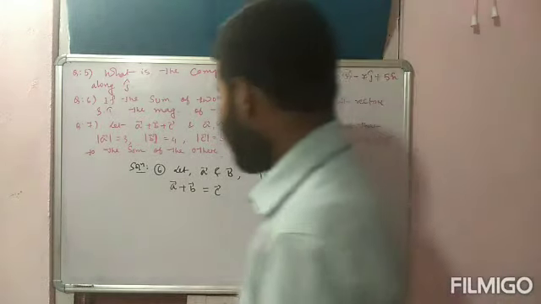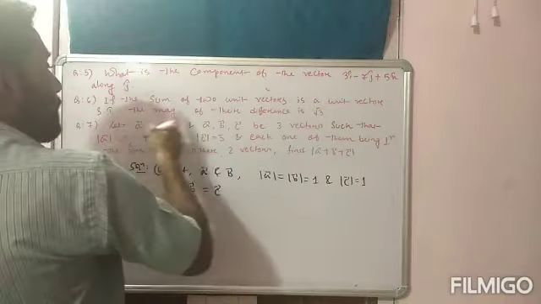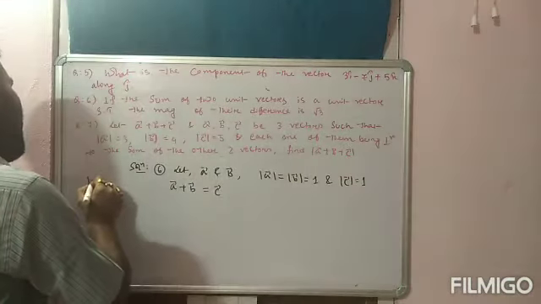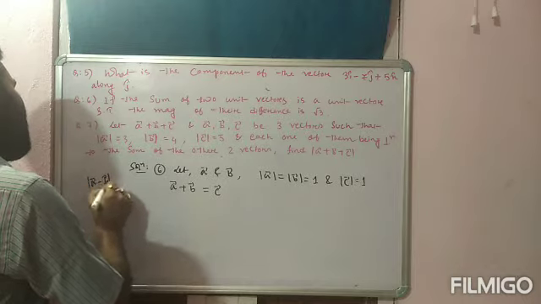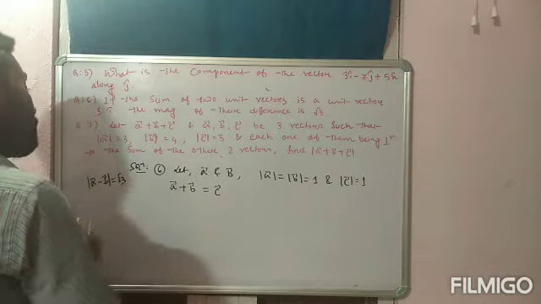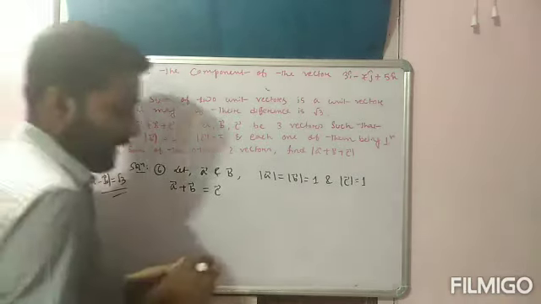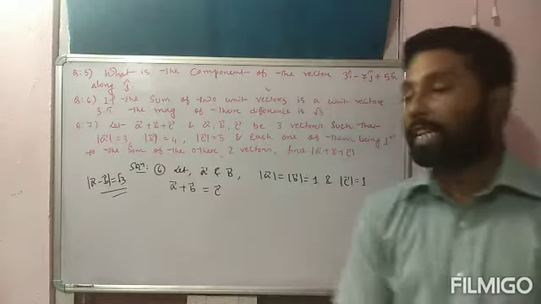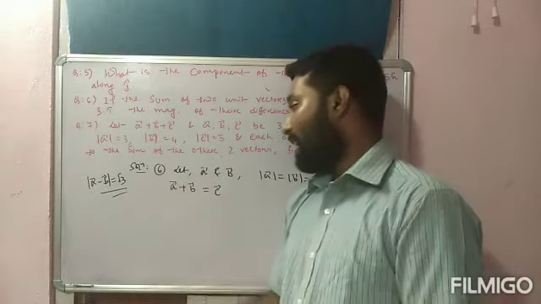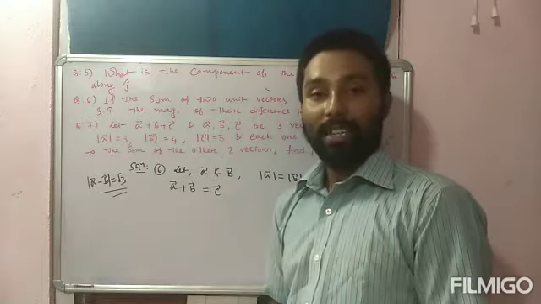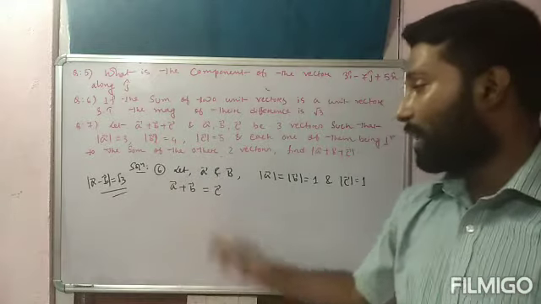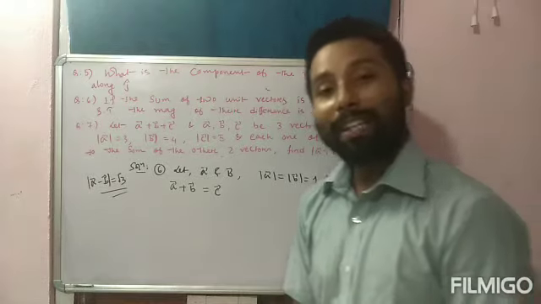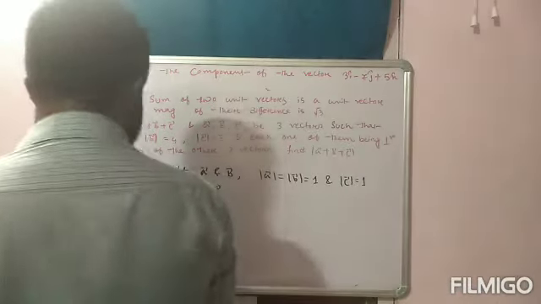What do we have to prove? Prove that the magnitude of their difference is √3. That means you have to prove that mod of a bar minus b bar is equal to √3. Now how do we prove it? We know a plus b equals c. It is given: the sum of two unit vectors is also a unit vector. From this only you have to prove mod of a bar minus b bar is equal to √3.